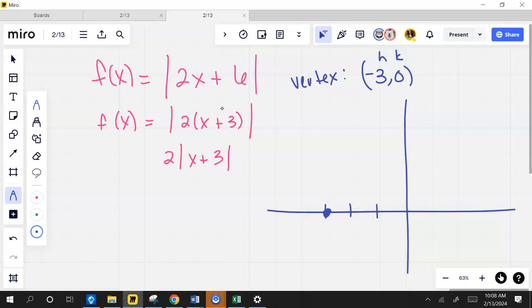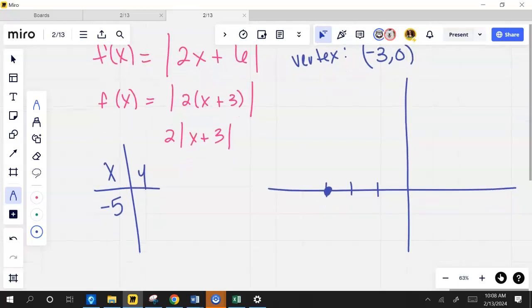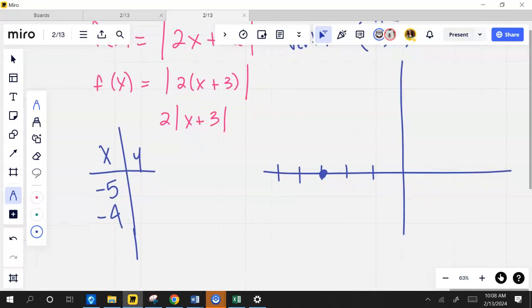All right, so if my vertex is at -3, I want to go 2 left and 2 right from -3. So tell me what points I'm picking. -5 and what? -4. That gives me these two on this side, and then this side would be 2 on both sides, right? So if I'm at -3, I want to go 2 above and 2 below.